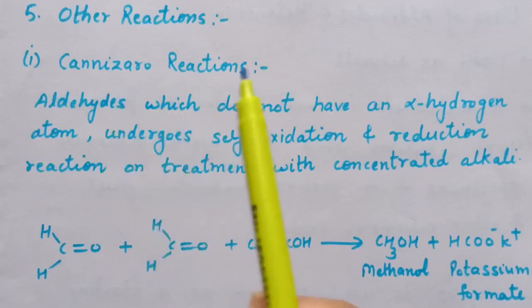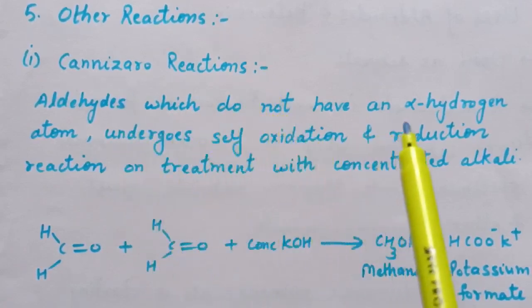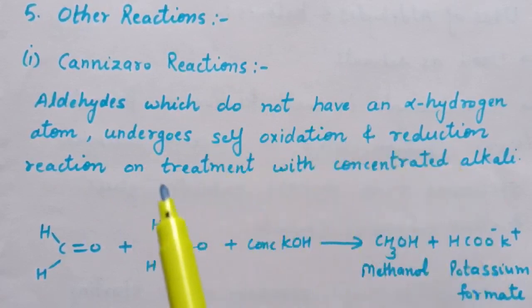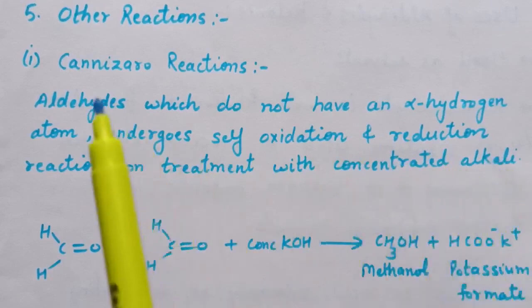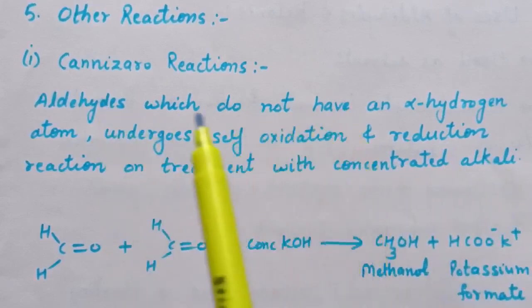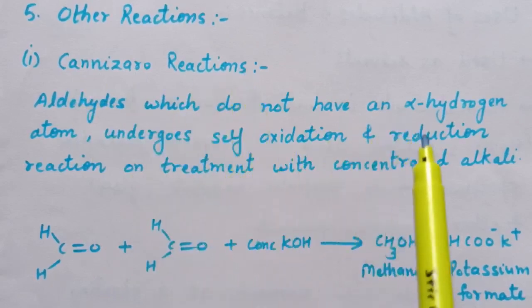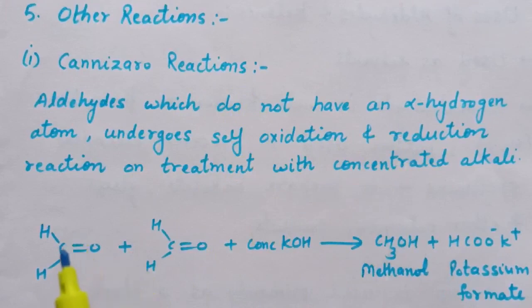Next reaction is Cannizzaro reaction. Aldehydes which do not have an alpha hydrogen atom undergo self-oxidation and reduction reaction on treatment with concentrated alkali. So aldehydes which do not have alpha hydrogen undergo Cannizzaro reaction, and the product is the self-oxidation and reduction product. So here methanal, in case of methanal there is no alpha carbon and therefore no alpha hydrogen is present in methanal. So reaction of methanal with concentrated KOH results in the formation of methanol and potassium formate, that is salt of formic acid.